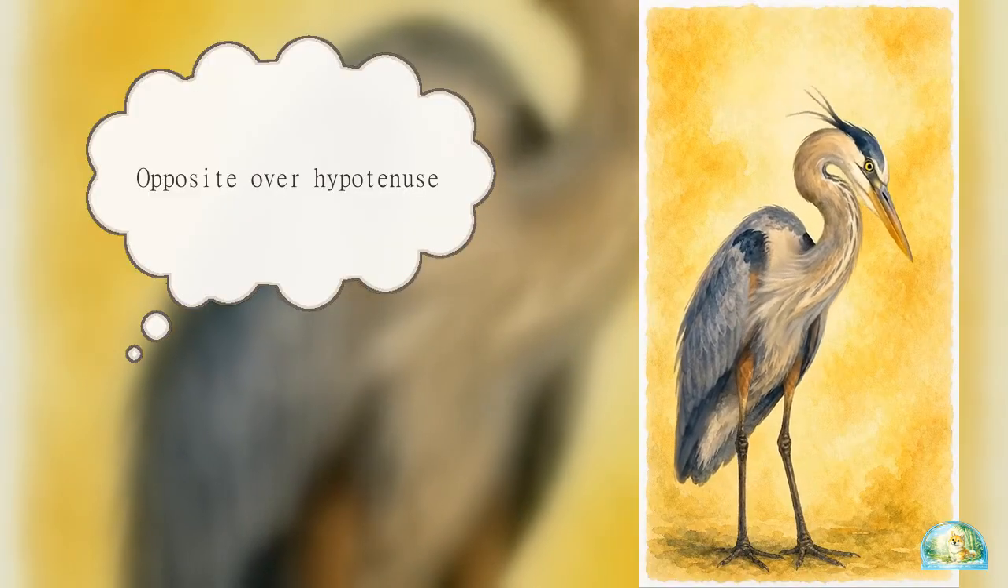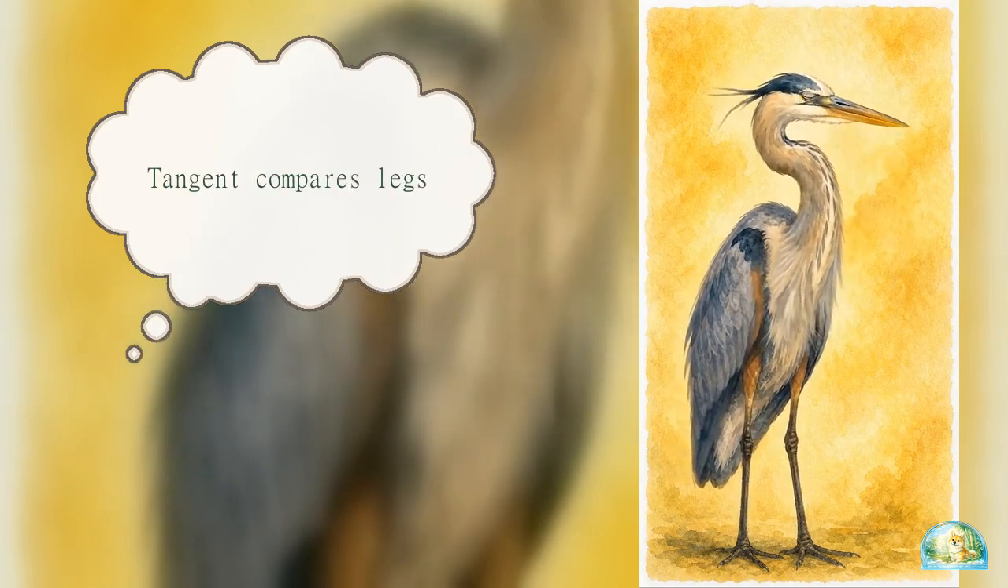Opposite over hypotenuse. Adjacent over hypotenuse. Tangent compares legs.